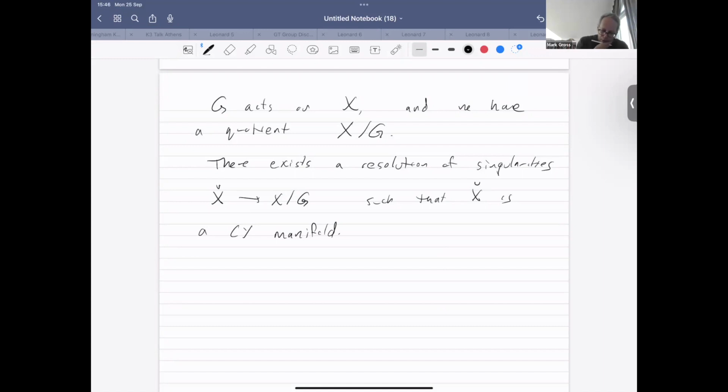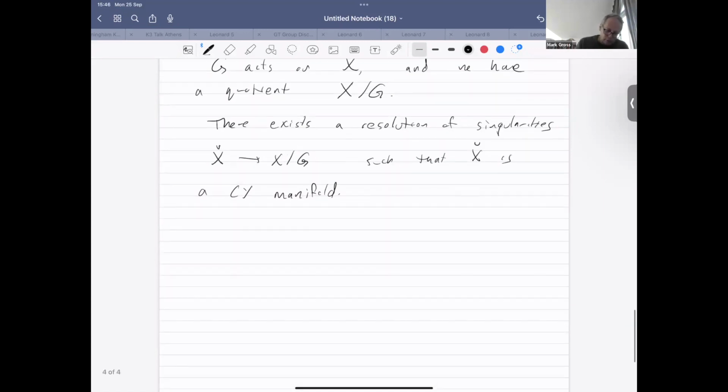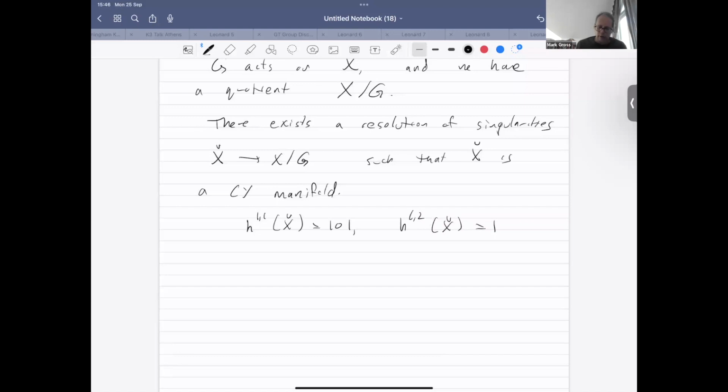But it was shown fairly quickly that, in fact, X check has the following property. H11 of X check is equal to 101, and H12 of X check is equal to 1.